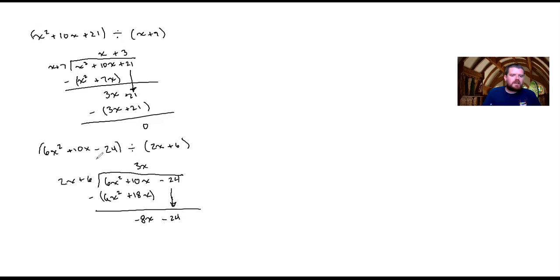Now, negative 8x divided by 2x gives me minus 4. Take the negative 4, you're going to multiply it in the front, so negative 4 times 2x, negative 4 times 6. We are subtracting here, so be careful with signs. Those will cancel out, leaving me with 0. So 6x squared plus 10x minus 24 divided by 2x plus 6 gives me my answer of 3x minus 4.